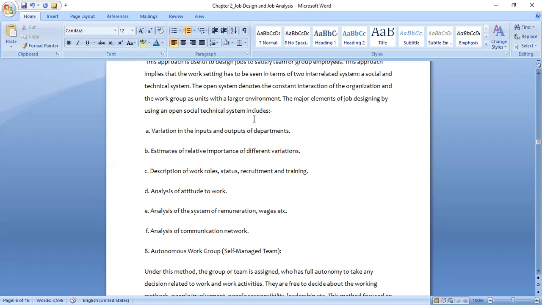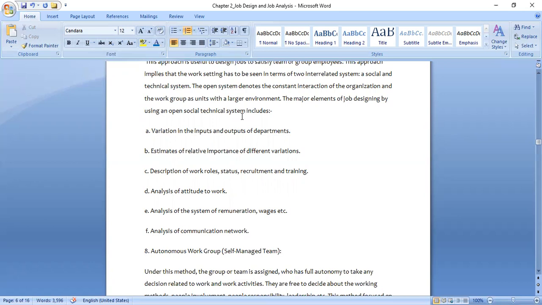We've seen that with this approach of job design, which is called the open social technical system, it involves preparing a job design in which the work is going to be done as a team in the organization. So at the end of the day, you have to show in this job design the input and output that are expected for each department.